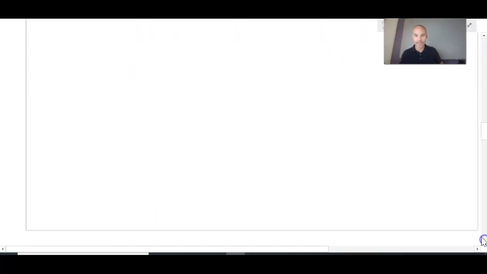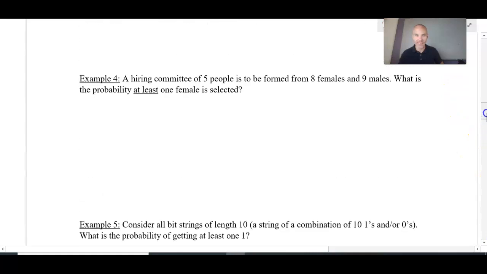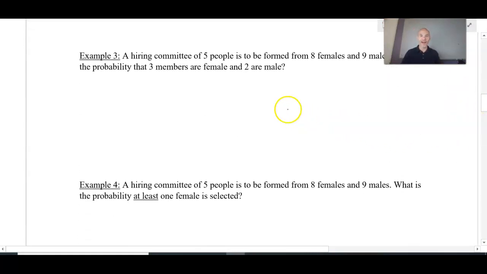Let's look at another one where we have to combine counting techniques. A hiring committee of 5 people is to be formed from 8 females and 9 males. What is the probability that 3 members are female and 2 are male? Well, first of all, the number of ways my event could happen is I need to figure out the number of ways I could get 3 females from the 8. That's going to be combination, because again, we're assuming the hiring committee is full of equals. From the 8 females, how many ways are there to pick 3 of them? From the 9 males, how many ways can I select 2 of them?